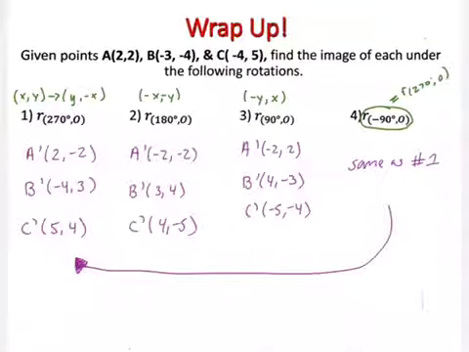All right, if you've done it correctly, for number 1, you should have gotten A prime as 2, negative 2, B prime as negative 4, 3, C prime is 5, 4. For number 2, A prime is negative 2, negative 2, B prime is 3, 4, and C prime is 4, negative 5. For 3, A prime should be negative 2, 2, B prime is 4, negative 3, and C prime is negative 5, negative 4.